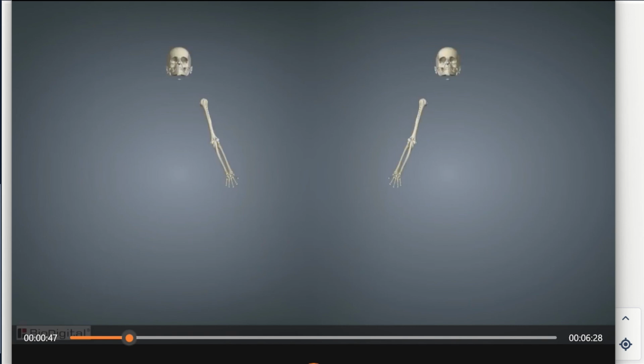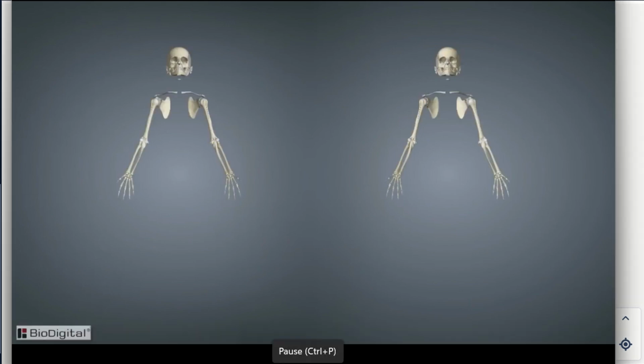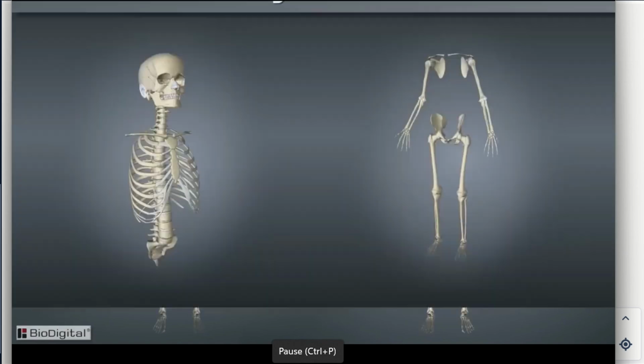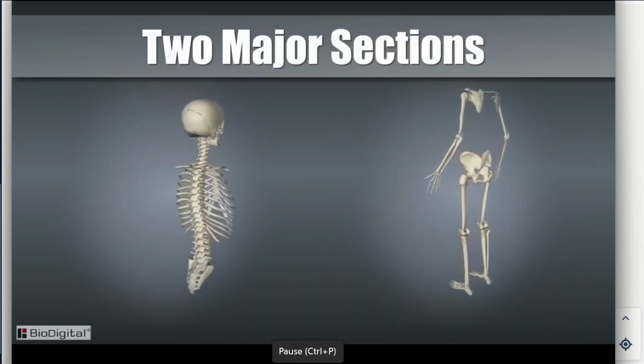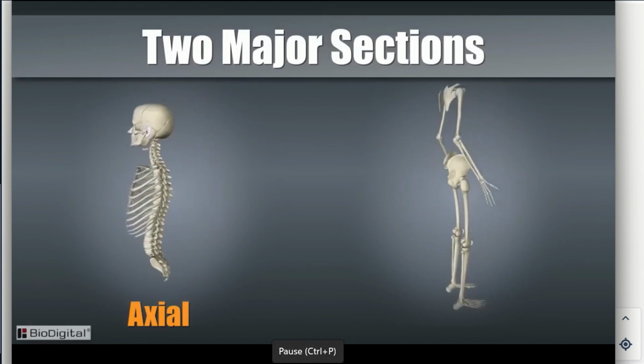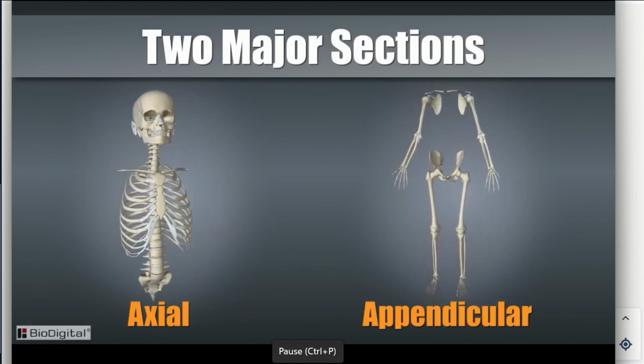Let's have a recap of the two divisions of the human skeleton. We have the axial skeleton and appendicular skeleton. So the two divisions include the axial and appendicular skeleton.